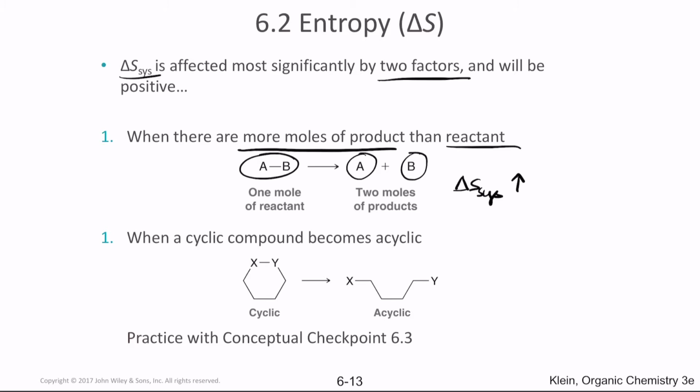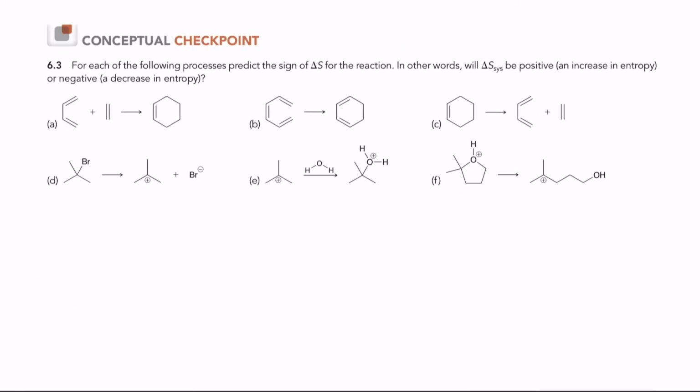The other one, specific to organic chemistry, is when you have a cyclic compound becoming acyclic. This is where you have freed up the system more. When you have increased the freedom, the system entropy will increase. These are the main two factors that you have to remember. So use these principles that you learned right now and try to apply them to this. Pause the video right here and try to solve this problem.